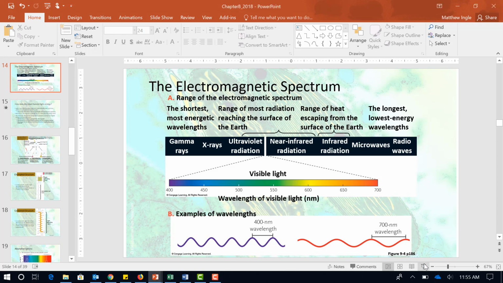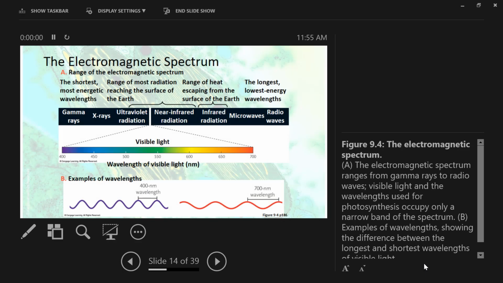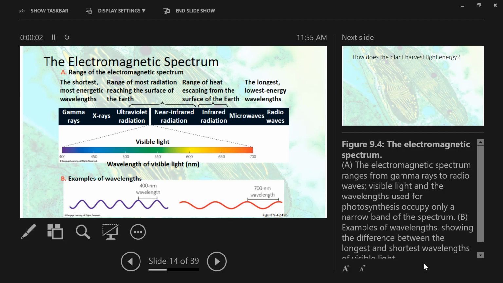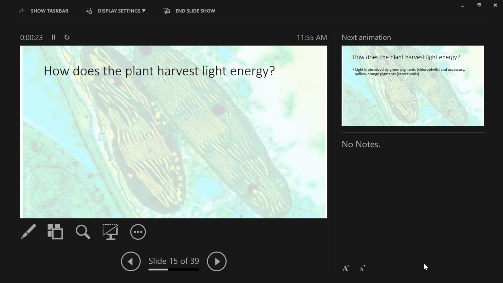All right, so we left off on Monday talking about how light provides energy. We talked about that light travels as a wave but behaves like a particle, and that when a particle of light called a photon collides with something, it's going to impart its energy. We also talked about the relationship between wavelength and energy, that the longer the wavelength is, the less energy in that photon of light. So then the next question is, well, how does the plant harvest this energy?